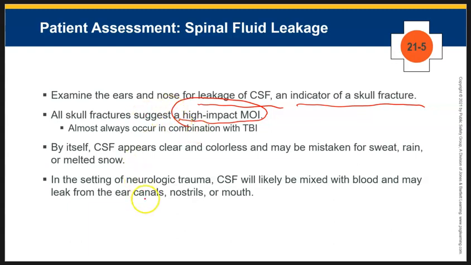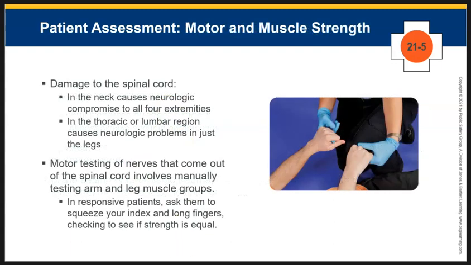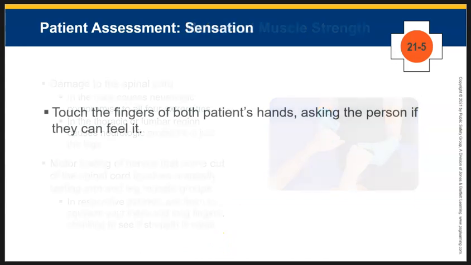In assessing motor and muscle strength, we consider damage to the spinal cord that causes a deficit or neurologic compromise in the extremities. For motor testing, we're looking for movement or strength, particularly bilateral strength being equal. For sensation, we may simply touch the fingers of both hands of the patient and ask if they can feel it.